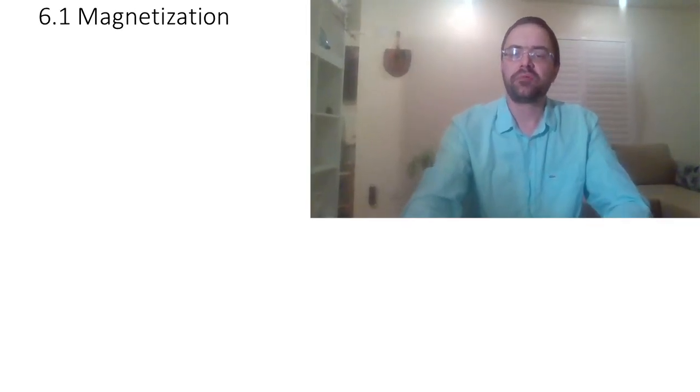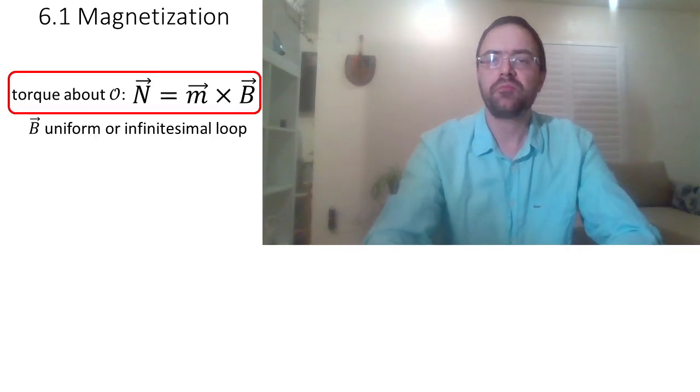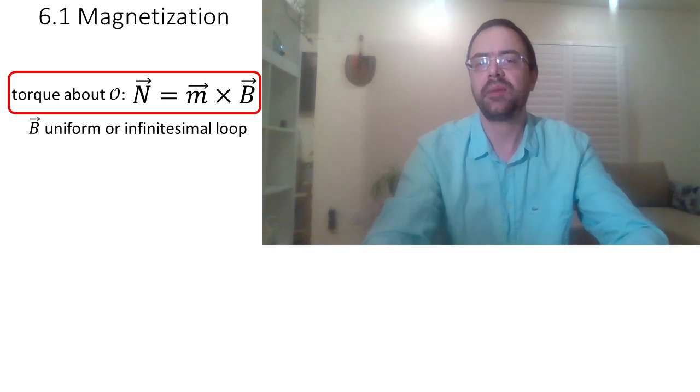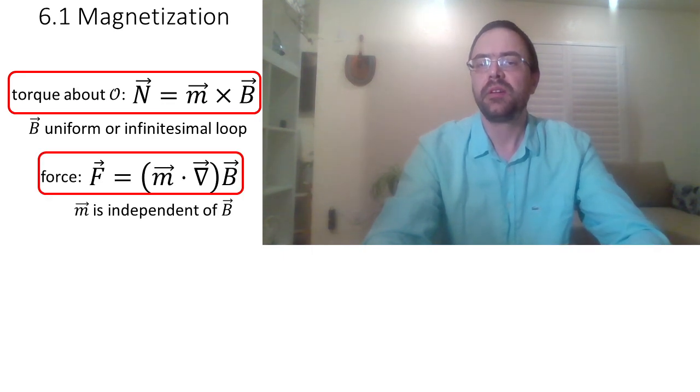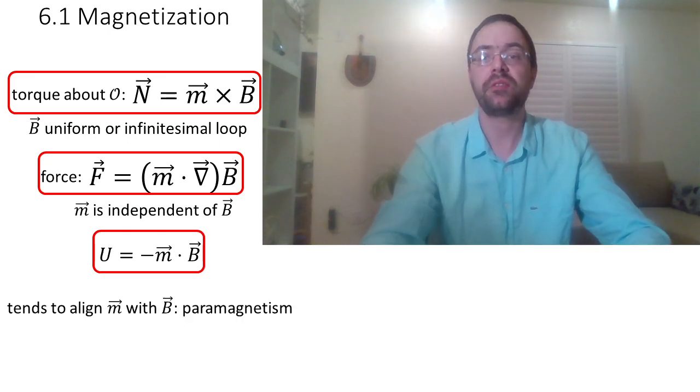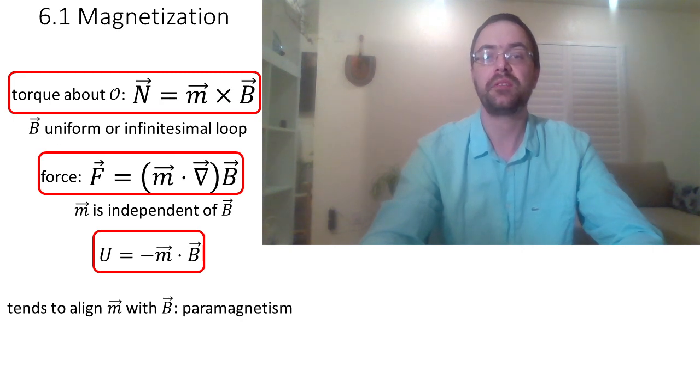So let's summarize what we learned. We saw that when you apply a magnetic field and you have dipole moments, the effect of the magnetic field is to create a torque on these moments. And if the field is non-uniform, there can be a net force on the moment. And we saw that the moment in a magnetic field will have a potential energy. The result of the torque is that it tends to align the moment in the same direction as the magnetic field. And this is what we call paramagnetism.